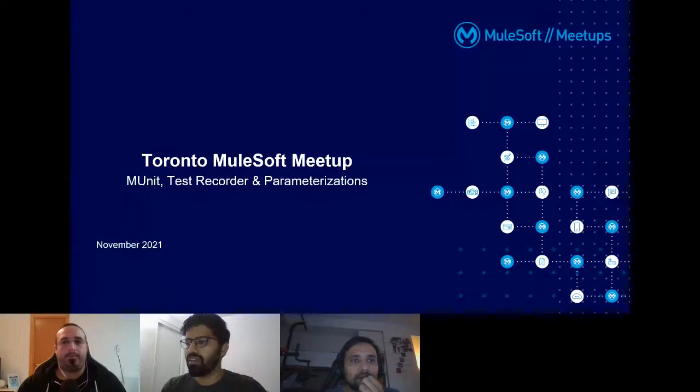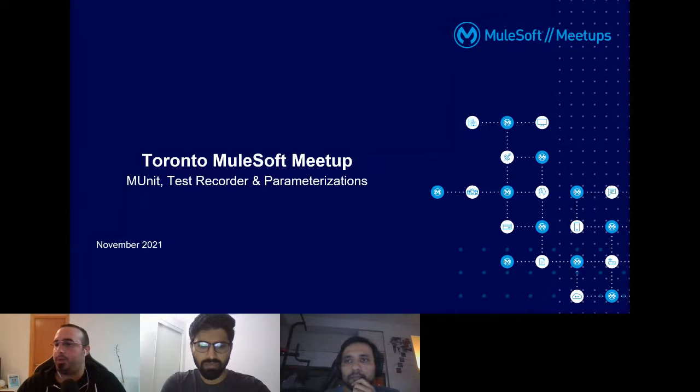Well, like this slide says, in this Toronto Mules Meetup session, I think this is number 14. That's pretty good. We're going to give it a look to MUnit, and then we are going to get deeper and deeper on something called MUnit test recorder and something pretty cool called parameterizations.